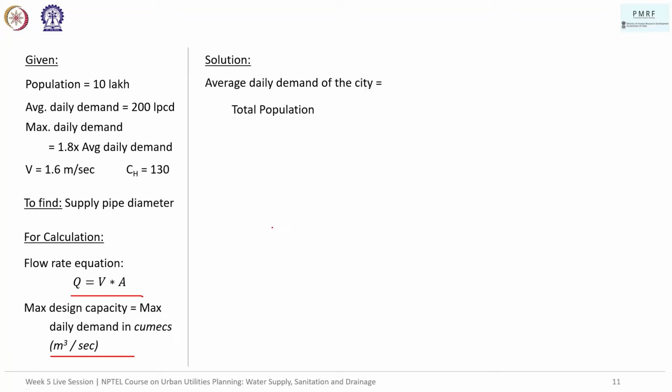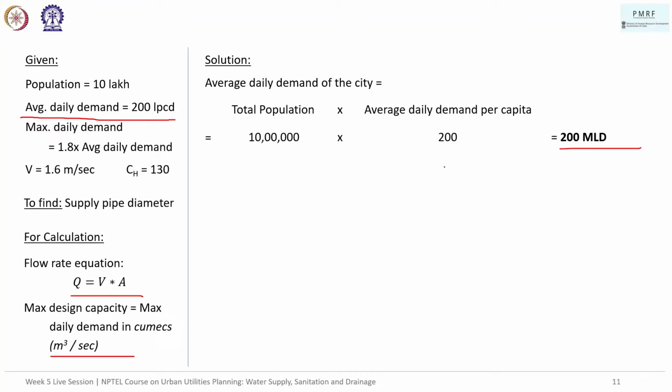So the solution is, first we look at the average daily demand of the city. The average daily demand per capita is given to us. We'll be looking at the demand for the city. This is total population into the average daily demand per capita. So the total population of the city is given as 10 lakhs, and the average daily demand per capita is given as 200. We just multiply and we get a value of 200 million liters per day.